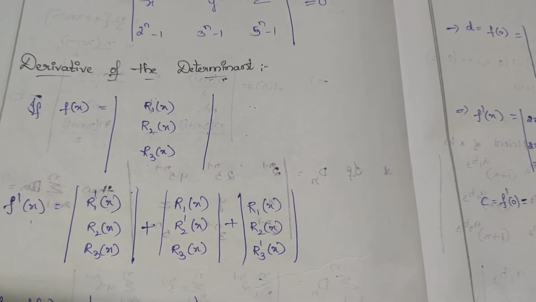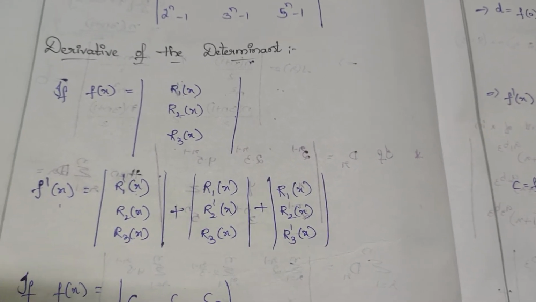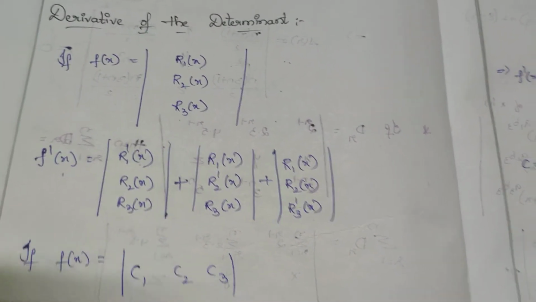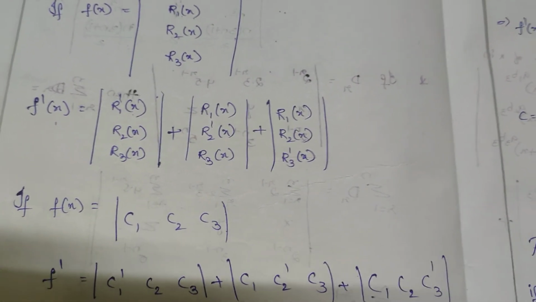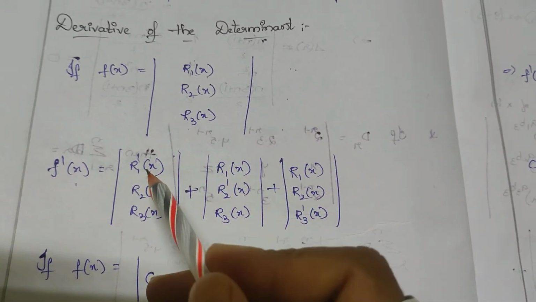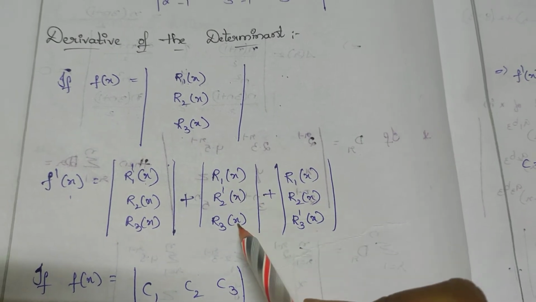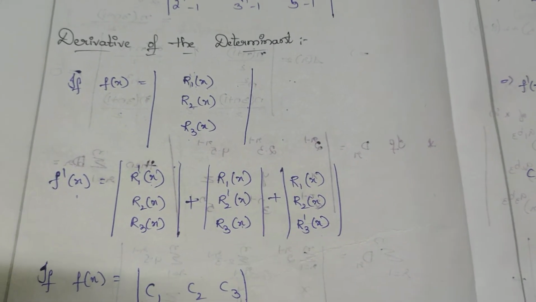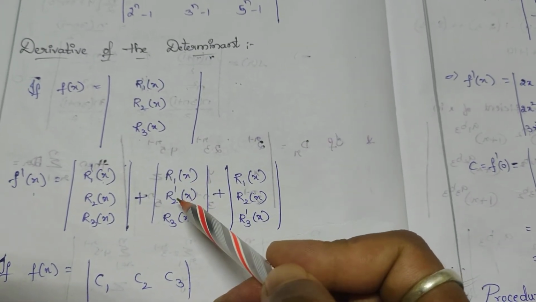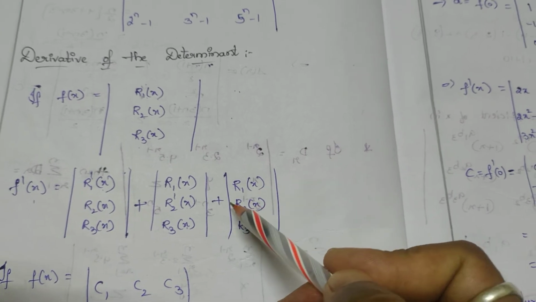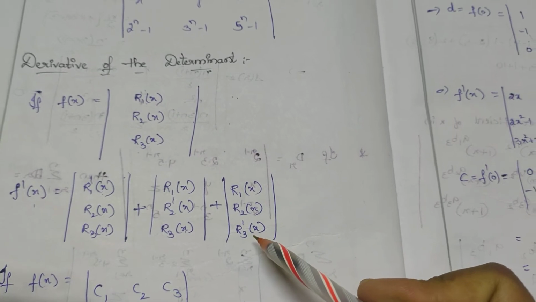Otherwise, I will give two or three small formulas based on derivatives. We just follow them to complete this topic. After that, we can learn more formulas based on derivatives. After the first row derivative, write the second row and third row as it is. Now for the second row derivative, write the first row and third row as it is. Plus, write the first row and second row as it is and go for the third row derivative.